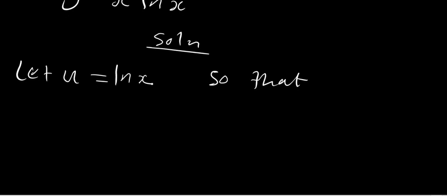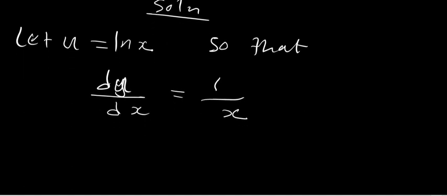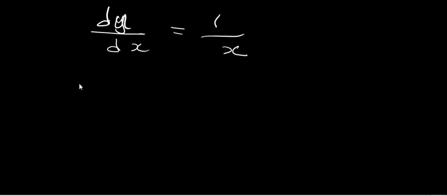What we are going to have is we can now simply look for du dx. So du dx in this case is just 1 over x. I'm sure you guys know how to find that. So from there, you can easily know that du is equal to 1 over x dx. So 1 over x dx is du.